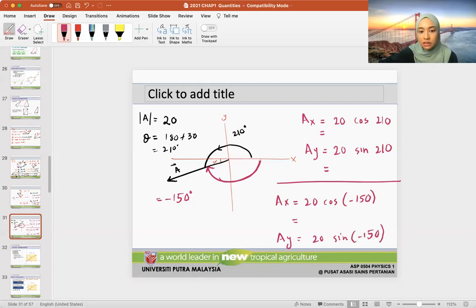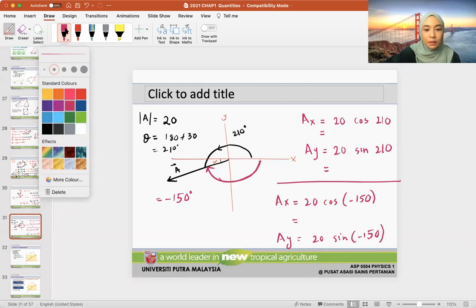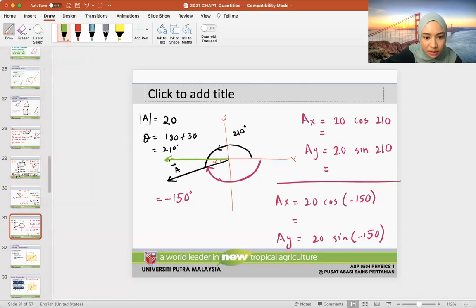Now, based on this vector, what are we expecting? Are we expecting a positive X or a negative Y? What are we expecting here? Negative. X and Y negative, okay? If that is your expectation, let's see. So we have our expectation over here, a negative X and a negative Y. Okay, so let's find out what is the answer.